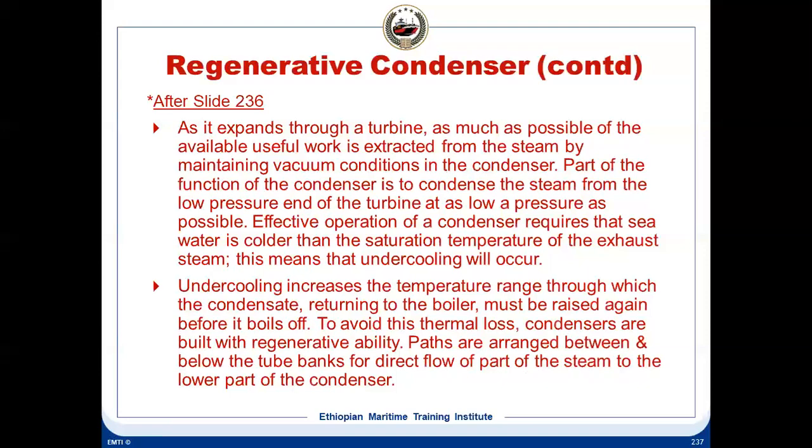Some more additional material on the regenerative condenser. As steam expands through a turbine, as much as possible of the useful work is extracted from the steam by maintaining vacuum conditions in the condenser, that we have already talked about. If there is no vacuum in the condenser, if on the outlet side of the steam turbine we had an atmospheric condenser, the efficiency of the turbine would have dropped drastically, and the amount of work which we are extracting from the steam would also have dropped drastically.